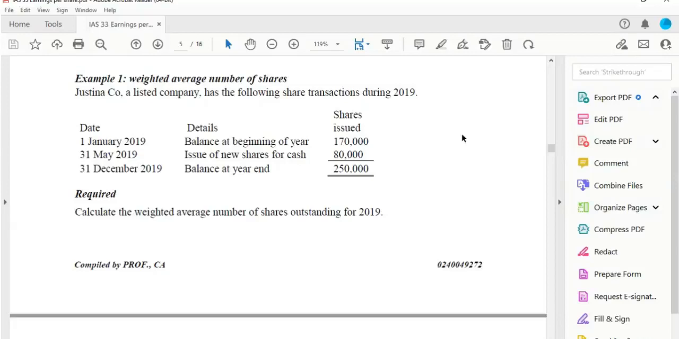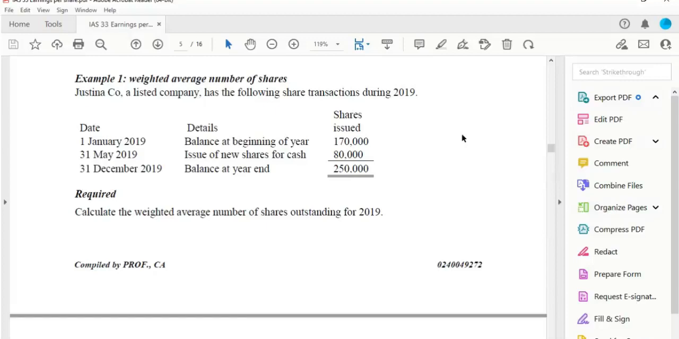Okay, so colleagues, we are being required to calculate the weighted average number of shares. After looking at the question here, who can help us go through it? And you tell us which method you are using. Okay, so Prof, let's use method 2. Method 1 or method 2? Take me through method 2.